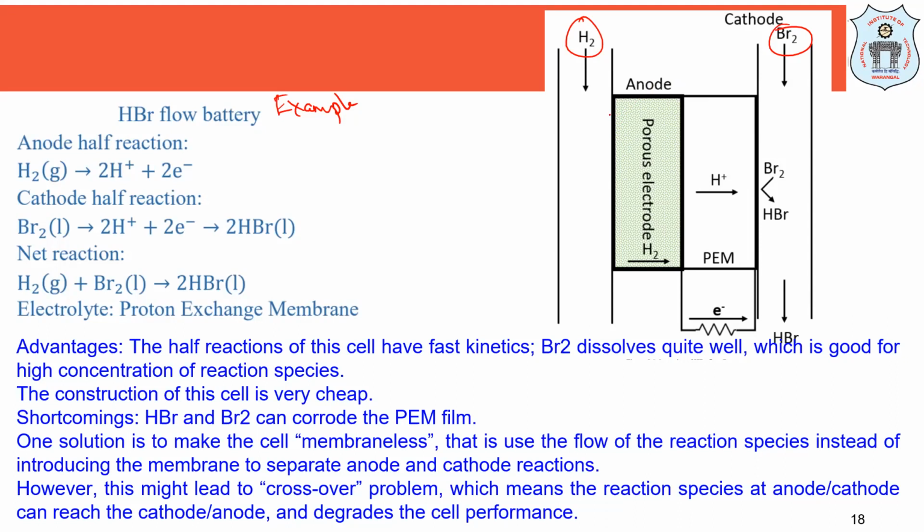Okay, so the reaction taking place at the anode side is hydrogen forming H plus ions and electrons. At the cathode half-cell reaction, bromine is being supplied, so it will form hydrogen bromide. If you balance the overall reaction, you will get hydrogen plus bromine reacting to form hydrogen bromide. It will have a proton exchange membrane.